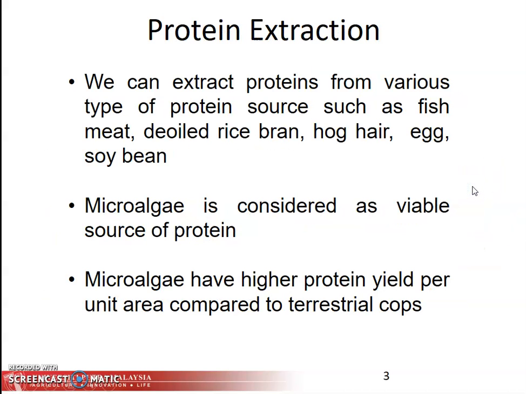Now let us move on to the second key point, which is the protein extraction. We can extract protein from various types of protein sources such as fish meat, de-oiled rice bran, hog hair, eggs, and also soya bean. Microalgae is considered one of the viable sources of protein. This is because microalgae has a higher protein yield per unit area compared to terrestrial crops.